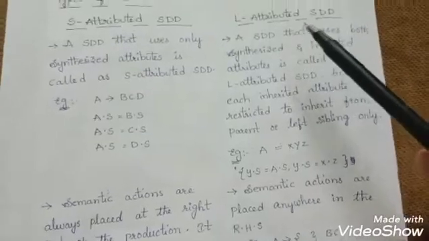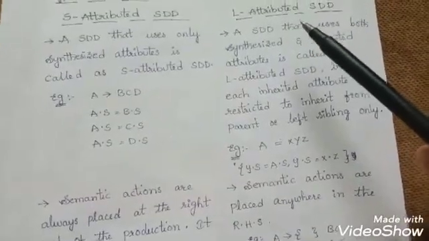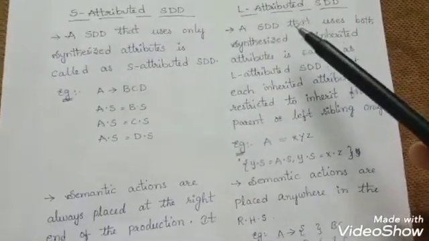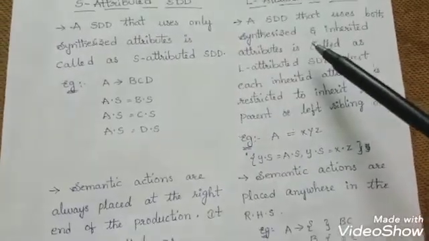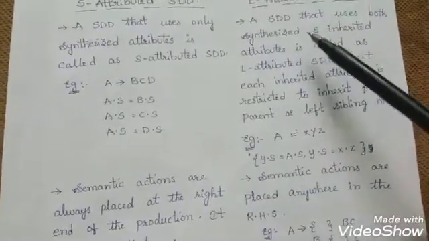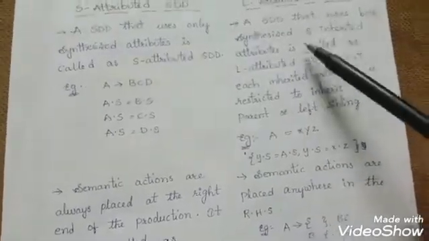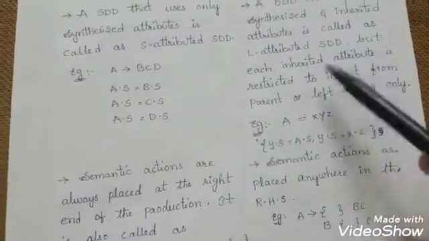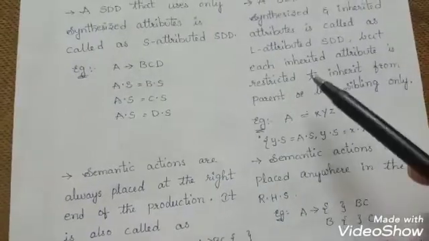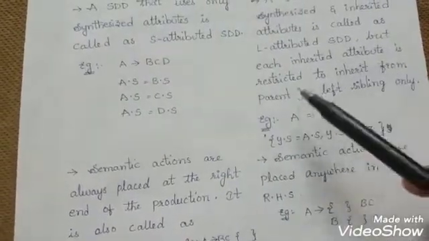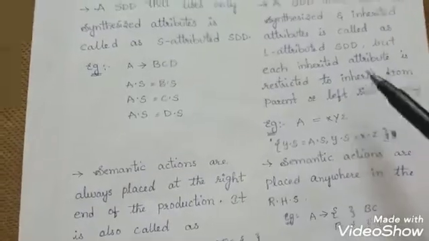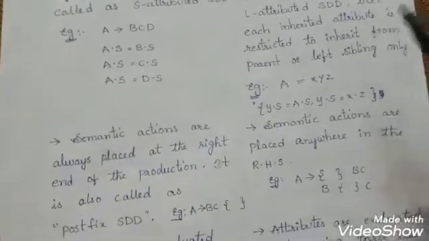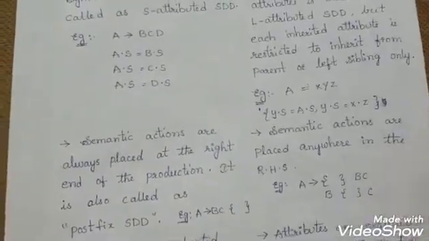What is the meaning of synthesized attribute? A synthesized attribute is one where a node takes the values from its children. Whereas an inherited attribute is one where a node takes the values from its parent and siblings. But there is a restriction while using the inherited attribute: it is restricted to inherit from the parent or left sibling only. When considering siblings, it should take the values only from the left sibling. Right sibling is not allowed.